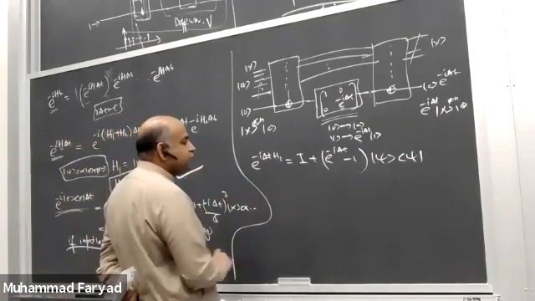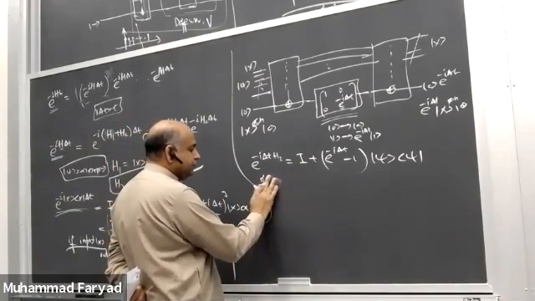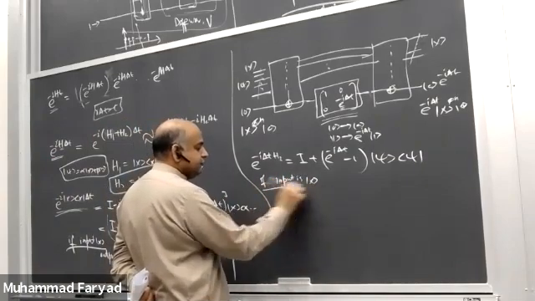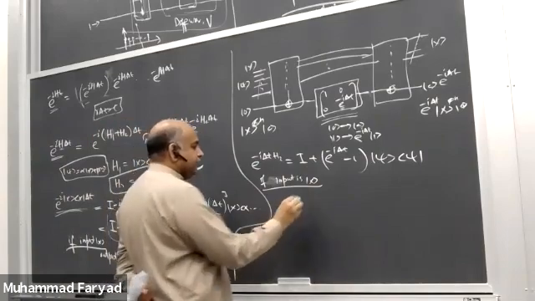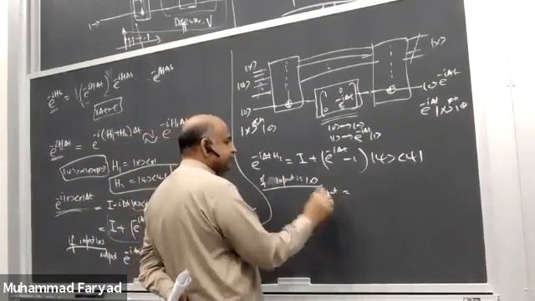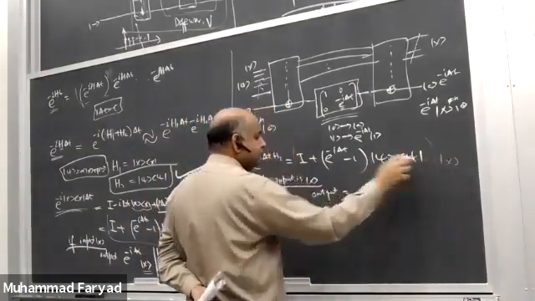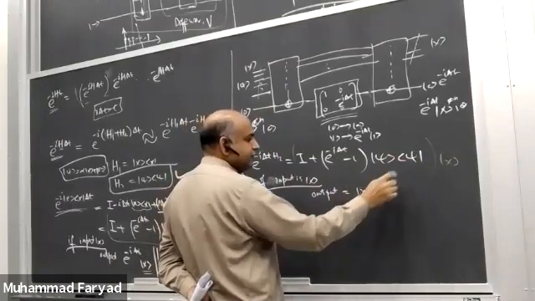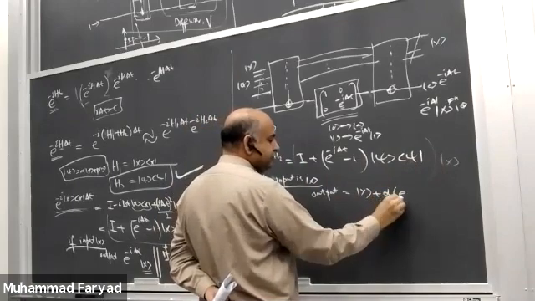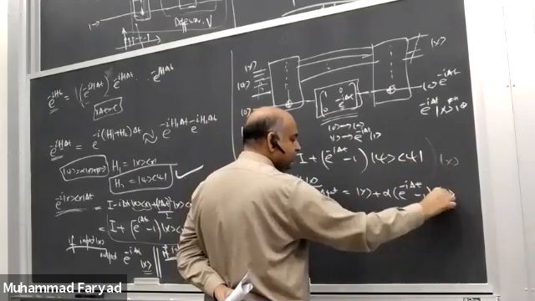Let's see what happens to input x. If the input is x, what does it do to it? It gives output as, so I multiply with x here. So x into I is x, and psi into x is alpha. Alpha exponential minus iota delta t minus 1 into psi.